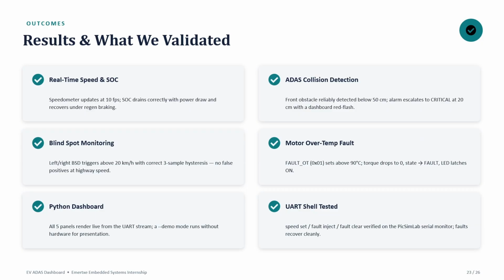This slide shows what we actually tested and confirmed working. The speed and battery readings update smoothly and behave correctly. Battery drains when driving and recovers when braking. The collision detection reliably spots obstacles closer than 50 centimeters and turns critical at 20 centimeters with a red warning. The blind spot monitor works correctly above 20 km per hour without false alarms. The over-temperature fault triggered above 90 degrees Celsius, safely cutting motor power.